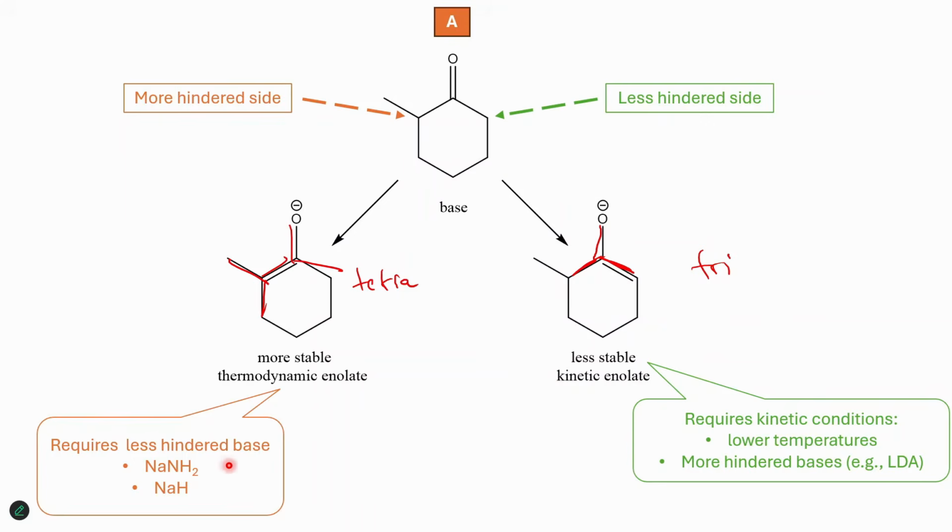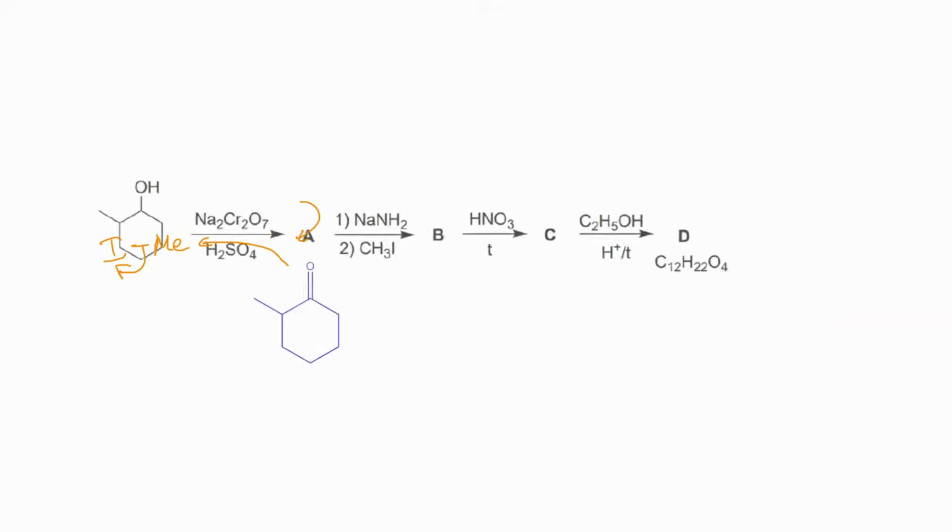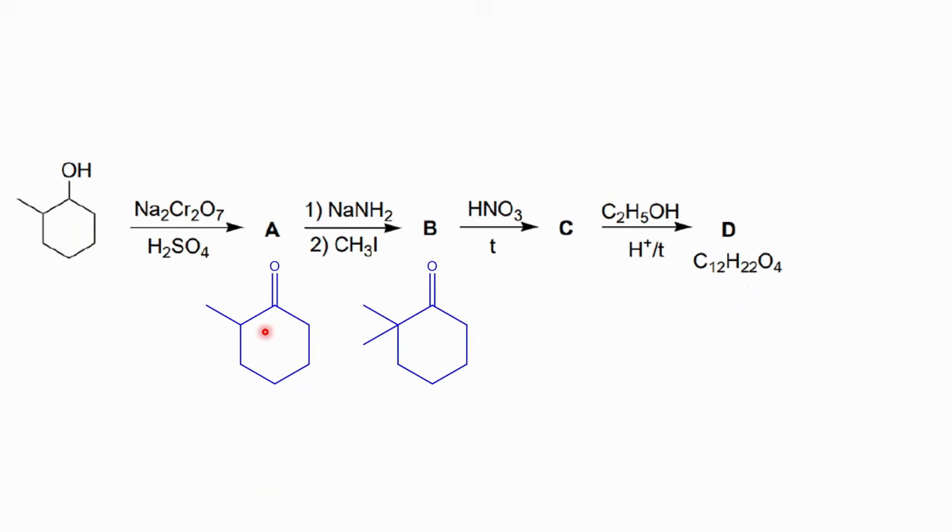So since in this specific synthesis step we are using a less hindered base, sodium amide, our product will be the thermodynamic enolate. Once we have this, it's gonna attack our electrophile, which is methyl iodide, and it's just a simple SN2 reaction. So we are gonna install a methyl group here, and our next step would be complete. And now we get our A and B. So as you can see here, this is our compound B.